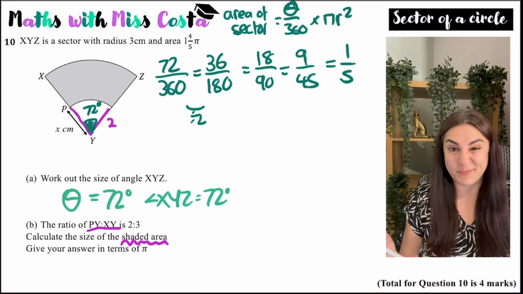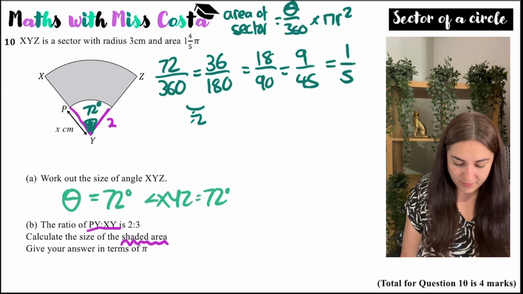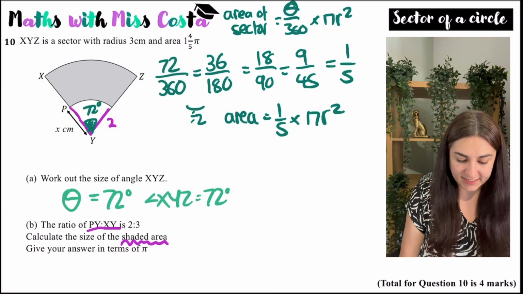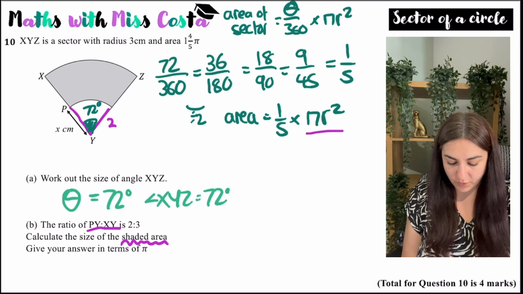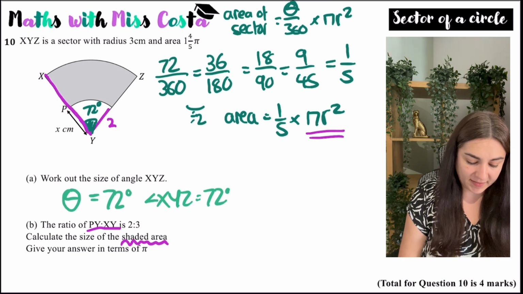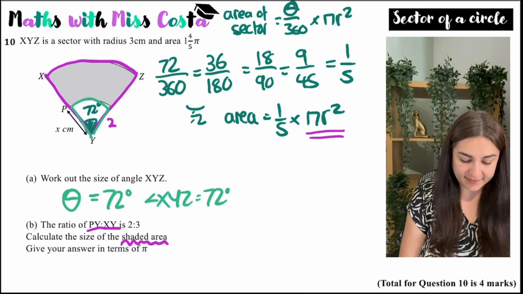Okay, so I can just make life easier by simplifying that fraction. You don't have to. So I know that the area of the sector is going to be 1/5 times pi r squared. And now I just need to work out what the radius is. So the shaded area is going to be the area of this whole sector minus the area of this little sector here.